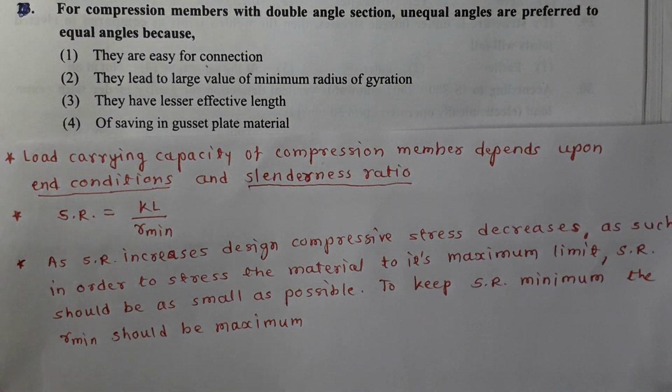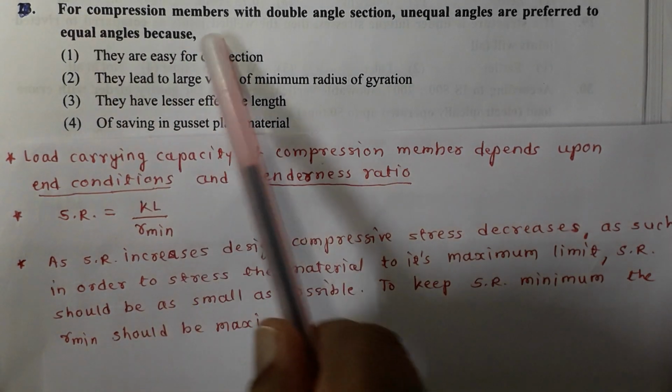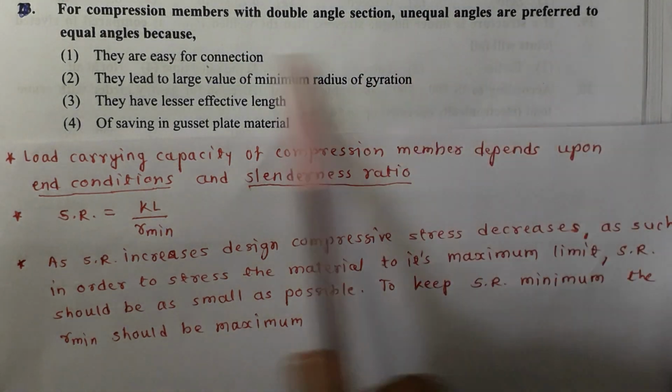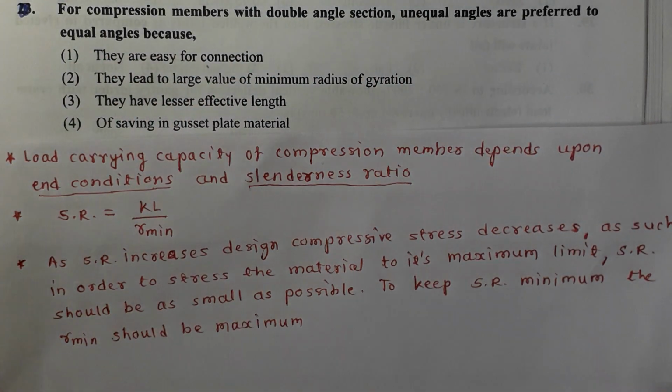Hello students, in this video I am going to discuss the questions from the subject steel structures which were asked in MES 2017. Question number 1. For compression members with double angle section, unequal angles are preferred to equal angles because.